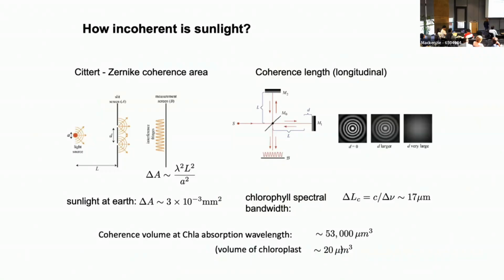Sunlight is often described as incoherent. If you take it as an ensemble, it is indeed very incoherent. But just how incoherent is it? Well, you can estimate the coherence area and also the coherence length.